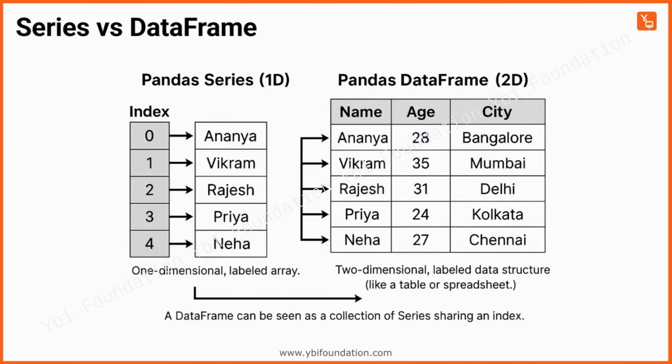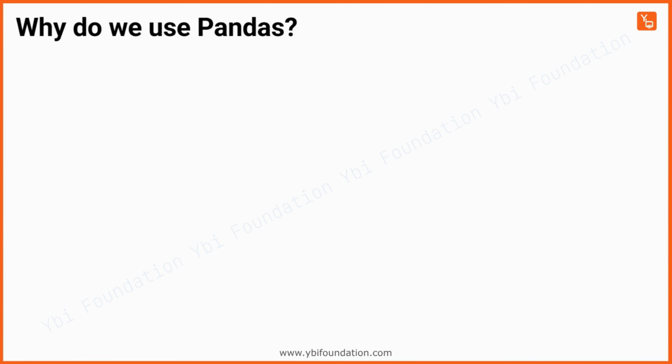If we try to look at it visually, the Pandas Series on the left-hand side is a single column with names of the people. It is a Pandas Series. The Pandas DataFrame on the right has names of the people with other attributes like age, city, and so on. So a single column is a Pandas Series, one dimension, and a Pandas DataFrame has multiple columns and is a two-dimension data structure.